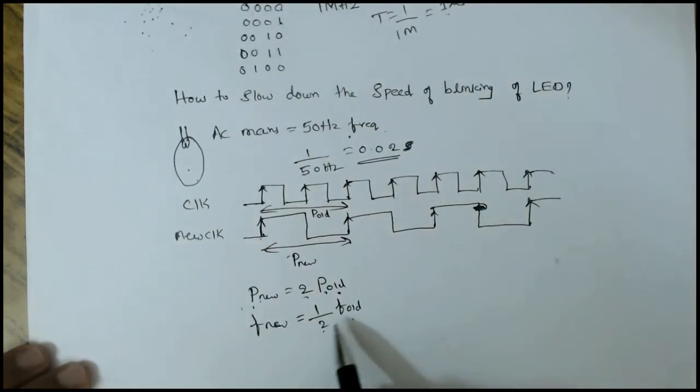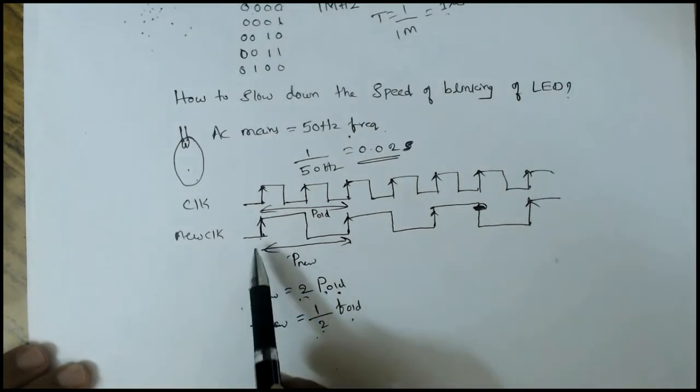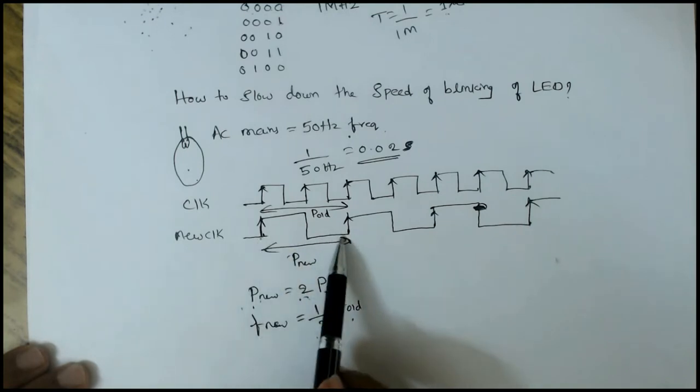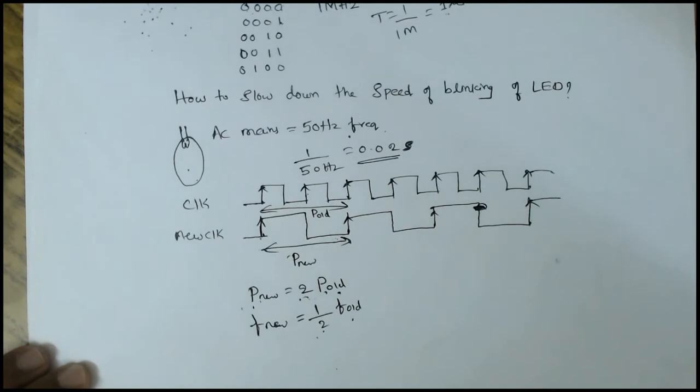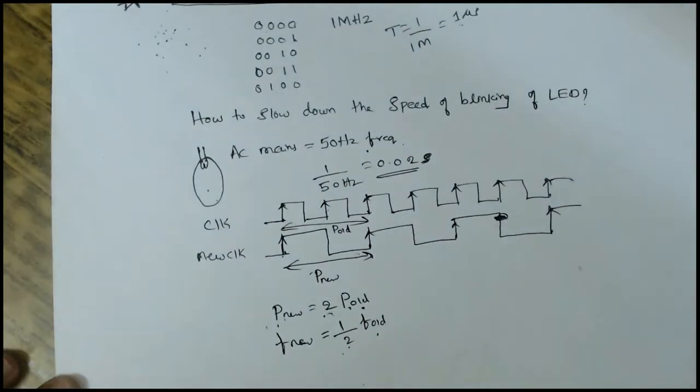So we are dividing the frequency, or I can say we are increasing the period of the new clock. This is what we are supposed to do. When we increase the period of the clock, the positive edge appears after a certain delay compared to this. Hence, if we use this new clock for our control counter design, the blinking speed can be reduced. So this is the concept that we are looking into.